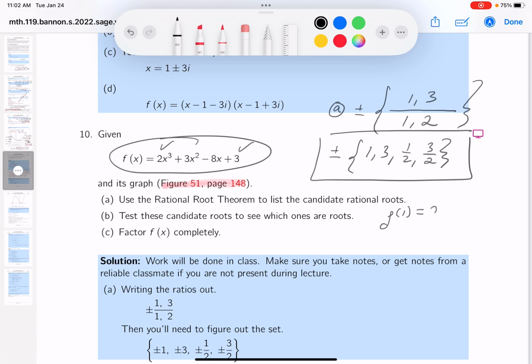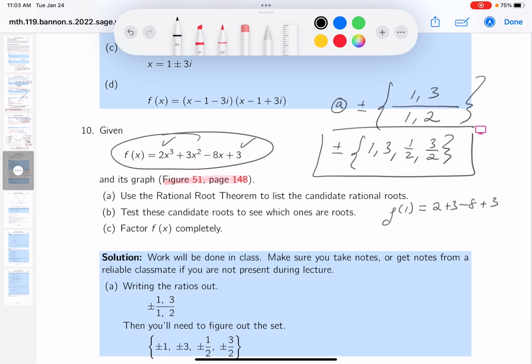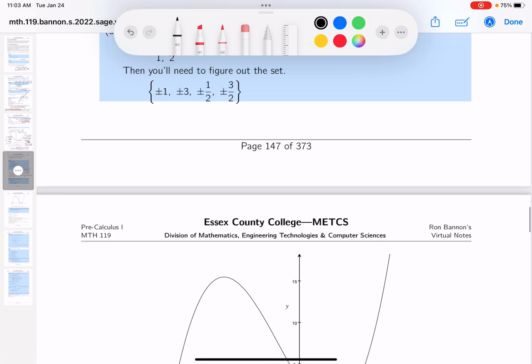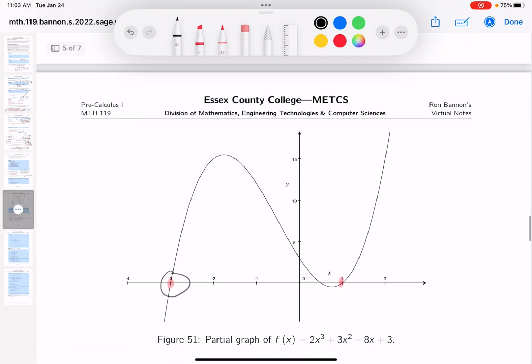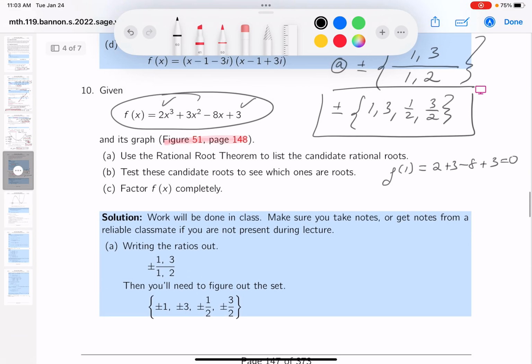What do you get? 2 plus 3 minus 8 plus 3. Well, let's see if that works. 2 plus 3 is 5, and 5 plus 3 is 8. 8 minus 8 is 0. This worked beautifully. Now remember, I also said this looks like it's going to work, right? I'll write this one down.